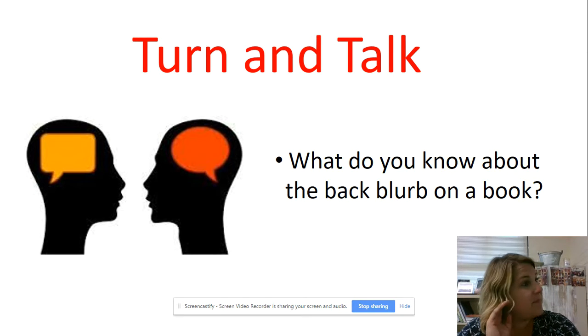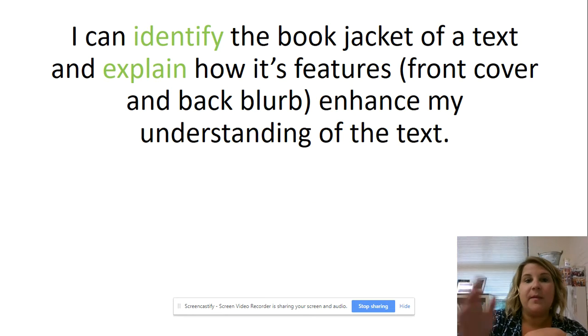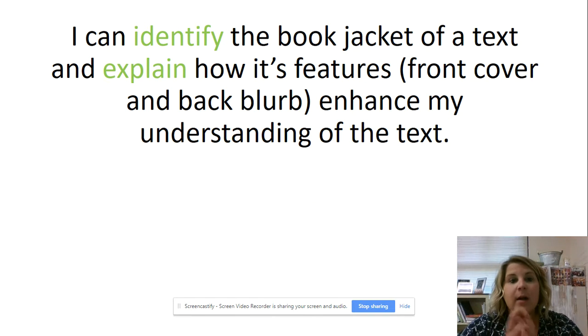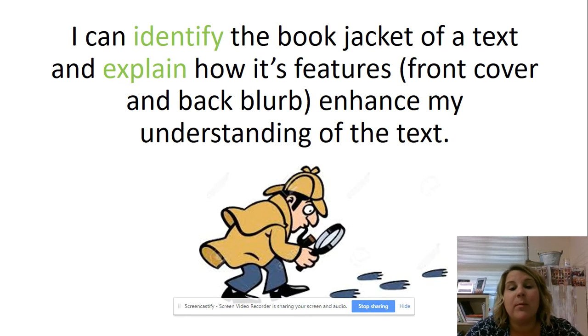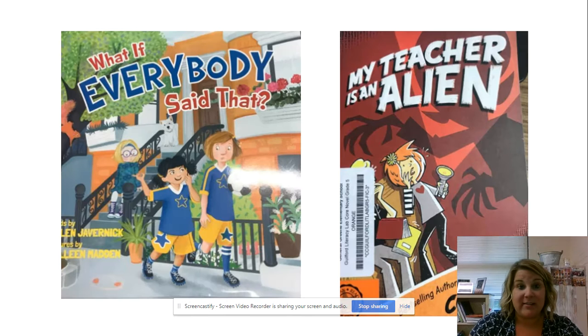Hands up top. Awesome. So today, our objective is to identify the book jacket of a text and explain how its features, which include the front cover and the back blurb, enhance my understanding of the text. And remember, at the end, we're going to be objective detectives, 5 to 5, to discover, to talk about whether or not we have met that objective.